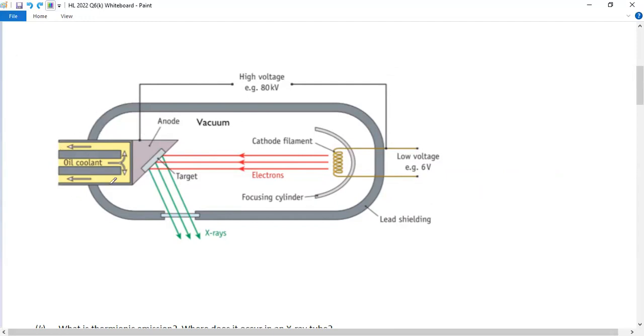One thing I meant to say about the coolant. This gets really, really hot because it's been absolutely pounded with electrons. They're coming at it all the time, really fast, with lots of energy. And some of that energy is converted into heat. So to keep it from getting much, much too hot, we've got some coolant there as well, okay?